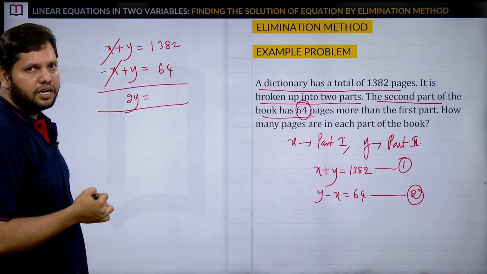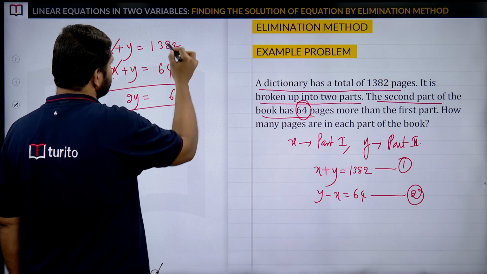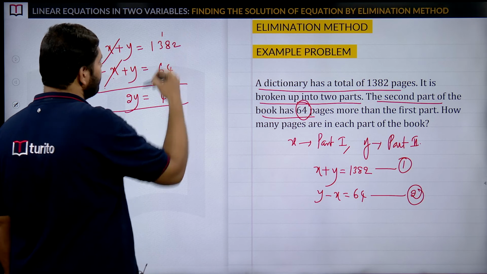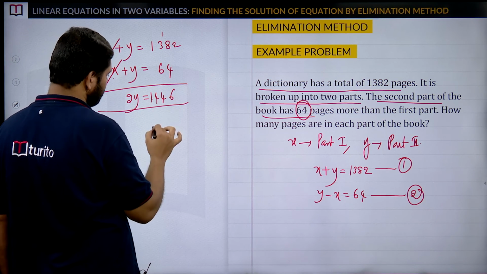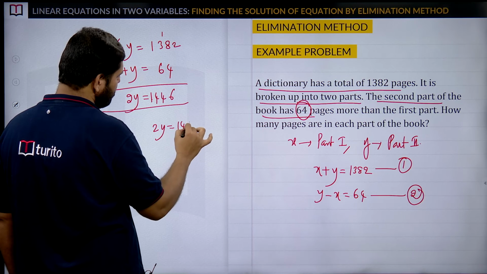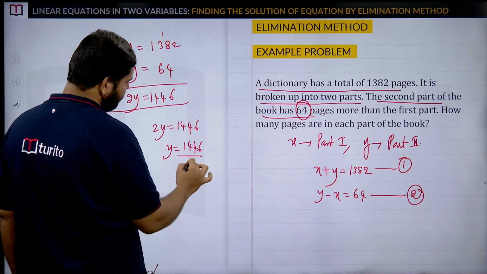Now children, do this addition. 1382 plus 64. So 2 plus 4, it is 6. 6 plus 8, 14. Carry 1. And 1 plus 3, it is 4. And this is 1. So 2y is equal to 1446, children, and y is equal to 1446 divided by 2.